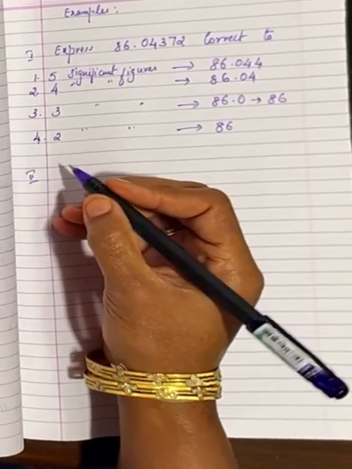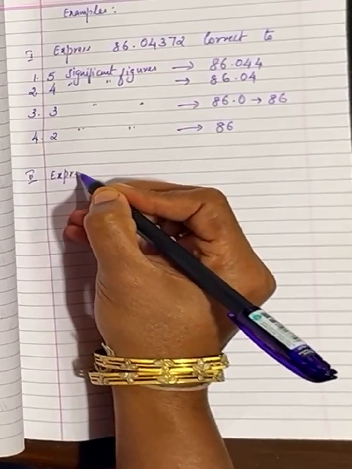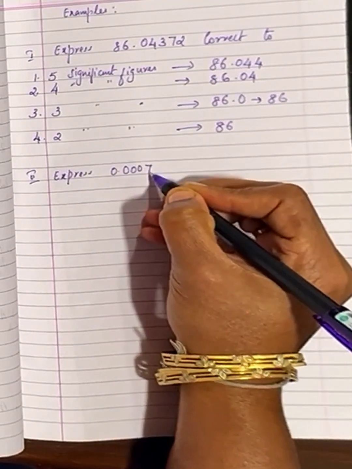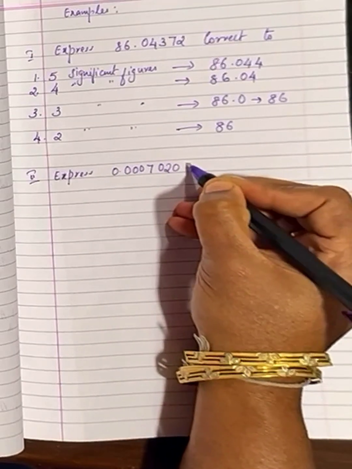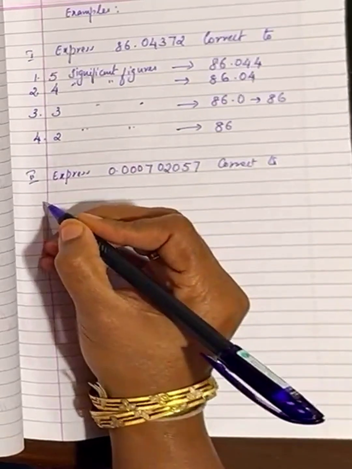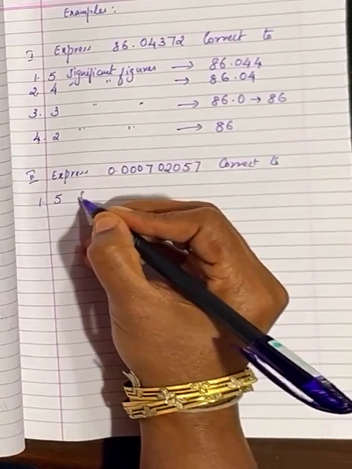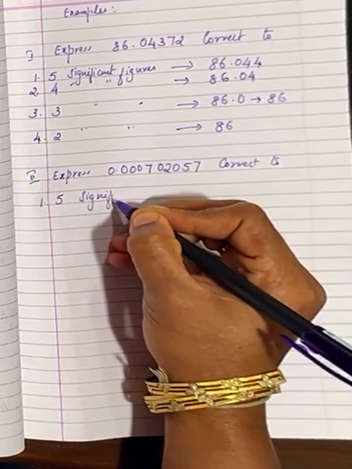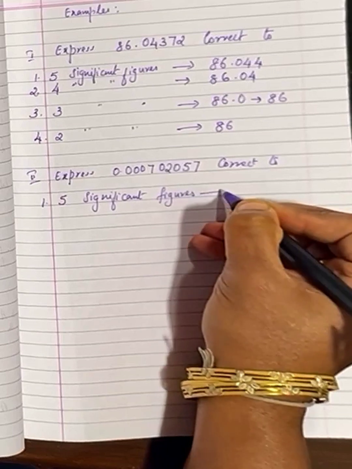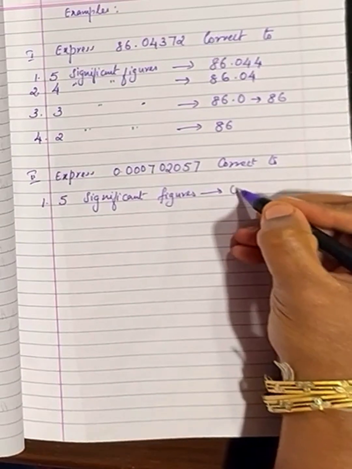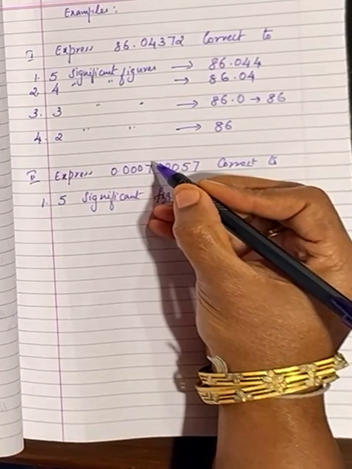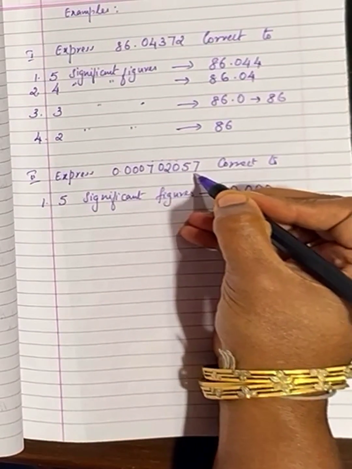One more question we'll see, which has a decimal point: 0.000702057. Similarly, we'll check how to write it for a few significant figures. The first one is again 5 significant figures. To have 5 significant figures, we will have 0.000, and these zeros are not counted.